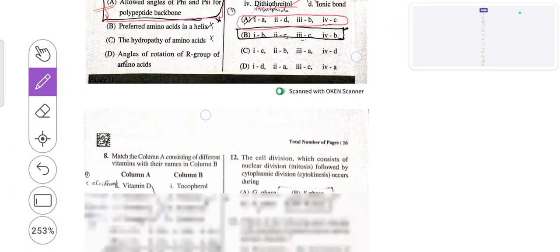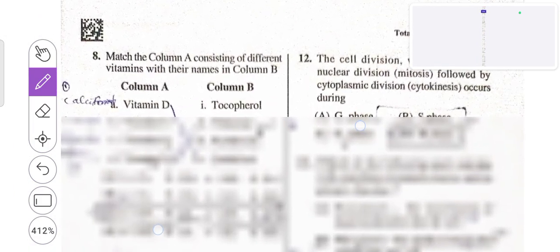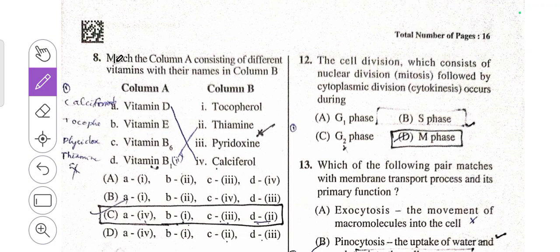Then read out the next question. Again match the column consisting different vitamins and their names in the column B. So vitamin D, that is calciferol, vitamin E, vitamin B6, and vitamin B1. Vitamin E, that is tocopherol, vitamin B6, that is pyridoxine, vitamin B1, that is thiamine. So C is the right answer for this question.